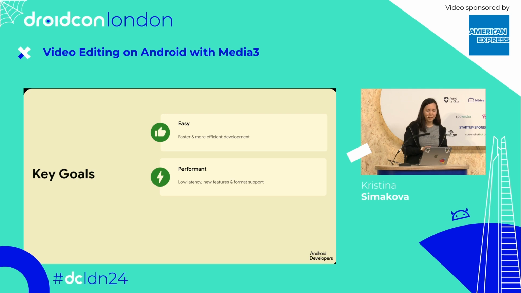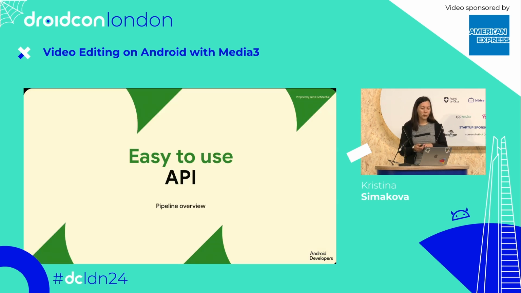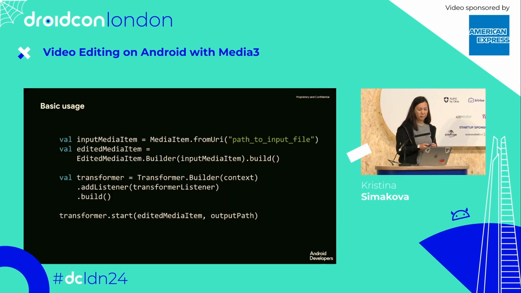Moving on. Transformer is built with performance and quality in mind, including device-specific optimizations. And of course, we also want Transformer to be reliable. Transformer supports API levels 21 onwards, so you can reach 99% of active devices. So let's start with the basics, and I'll show you how Transformer is built.